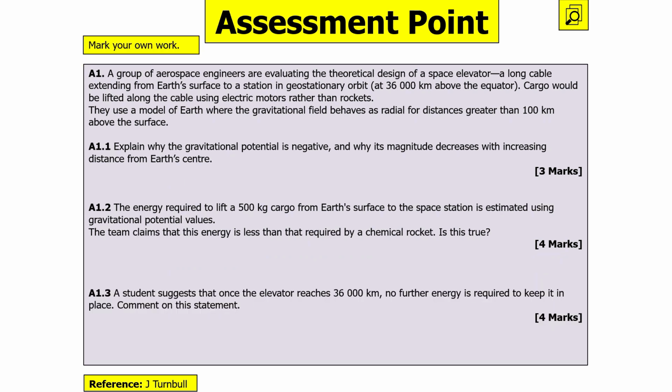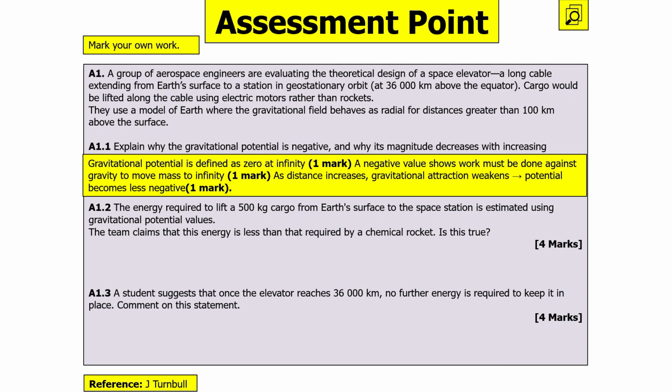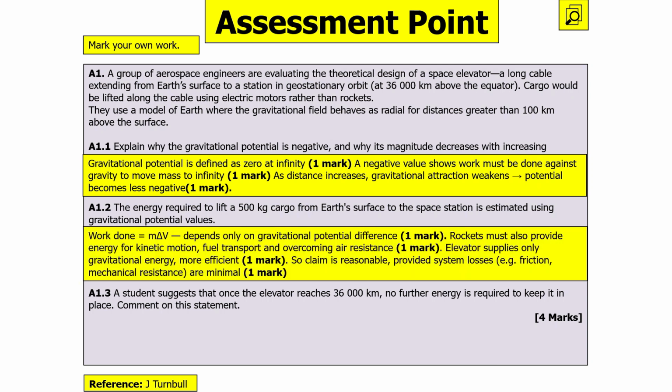Right, in this first one, gravitational potential is defined as 0 at infinity. A negative value shows that work must be done against the gravitational field to move the mass to infinity. As the distance increases, the gravitational attraction weakens, so the potential becomes less negative. We know that work done is equal to mass times the gravitational potential difference, so it's only dependent on the gravitational potential difference. Now, rockets must also provide energy for kinetic motion, for fuel, and for overcoming air resistance. The elevator supplies only gravitational energy, so it's more efficient. So the claim is a reasonable one, provided that any losses to the surroundings, such as friction, are minimal.